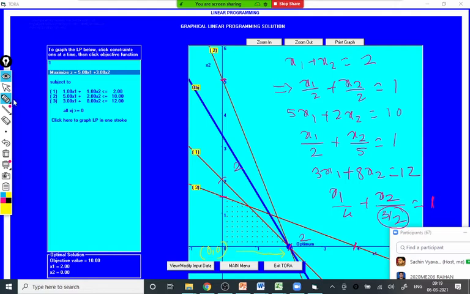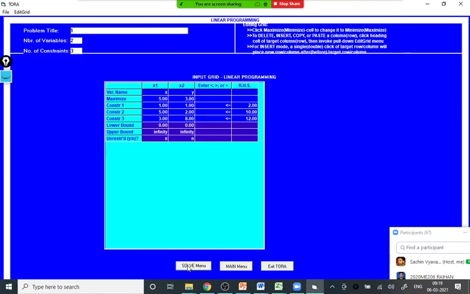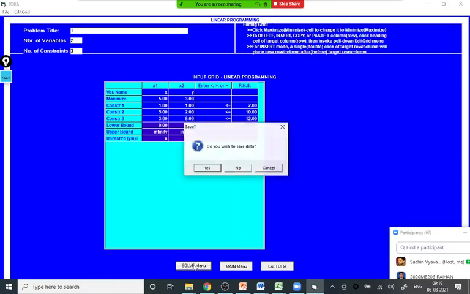Yes, we can solve this question with software also. The name of the software is TORA. It is open source software. Let me show you the solution by the simplex method directly on the software.